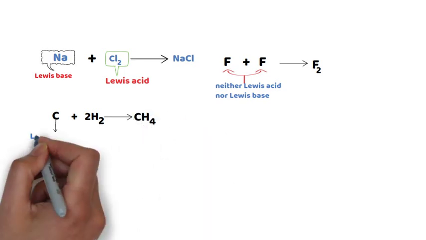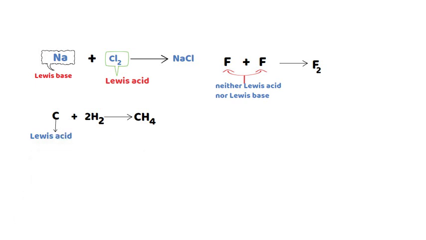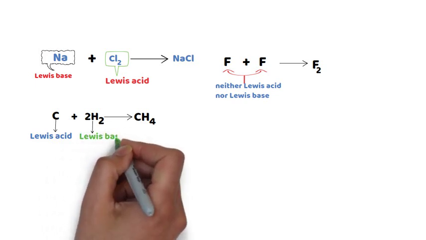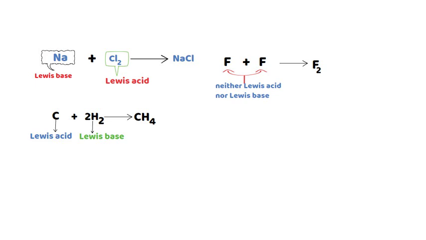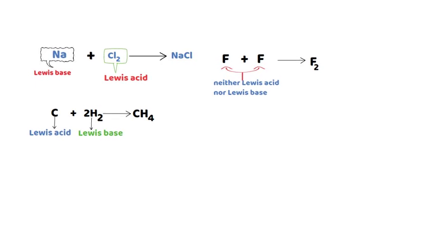The third example: carbon reacts with hydrogen to form methane. Carbon is a Lewis acid because it accepts a pair of electrons, but hydrogen is a Lewis base because it donates a pair of electrons.